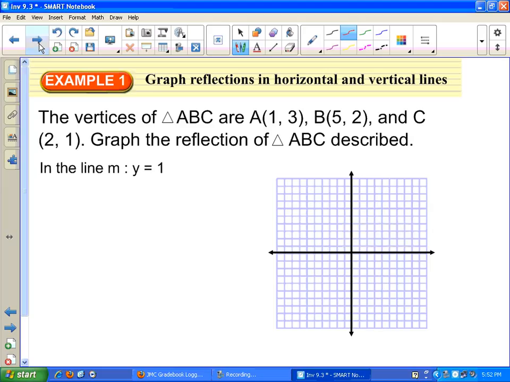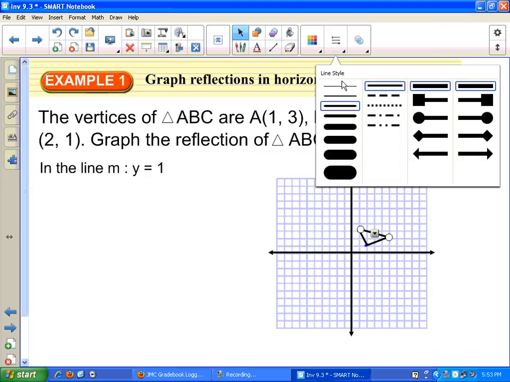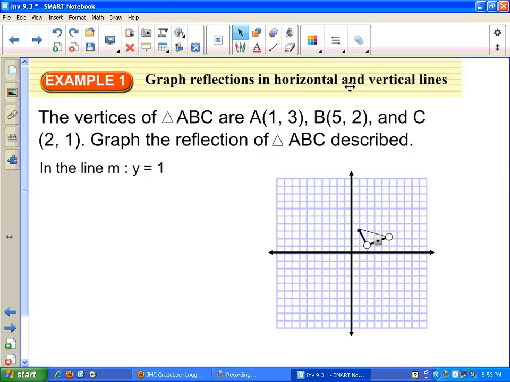Here we go. We'll do another one like this. We have the same vertices, same triangle. So we'll quick plot those. (1, 3), (5, 2), and (2, 1). Play a game of connect the dots quick. And I'm going to make those lines just a little bit skinnier. So here we go. Got them all nice and skinny there.